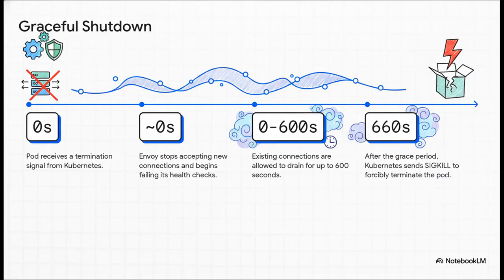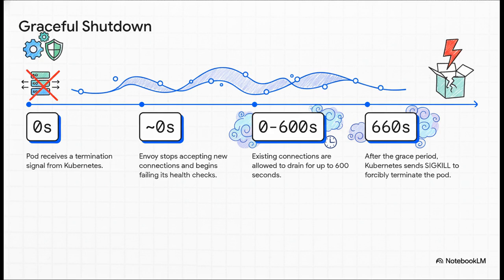That's huge. And what about planned downtime, like during a deployment? STC Lab has connections that can stay open for more than 10 minutes. If you just kill a pod during an update, you're going to have some angry users. The key is this graceful shutdown sequence.